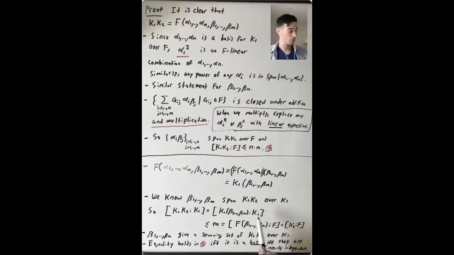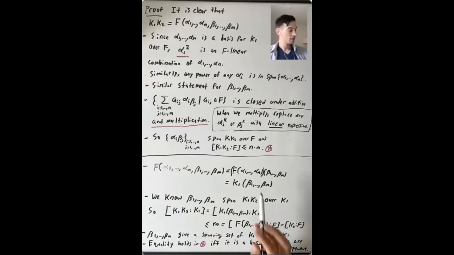Well, it's the degree of this extension of K1 we get by adjoining beta 1 up through beta m, which is at most m. We have a spanning set of size m. And this m is the degree of the extension where you adjoin beta 1 up through beta m to F. So that's the degree of K2 over F. So what are we seeing? We're seeing that we have this spanning set of size m for K1 K2 over K1.